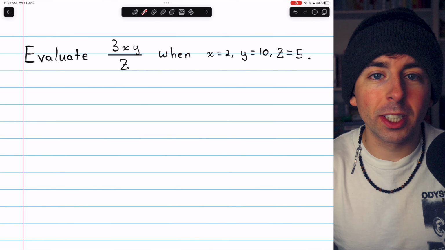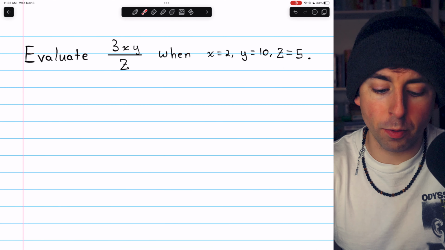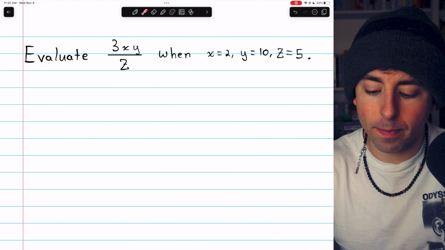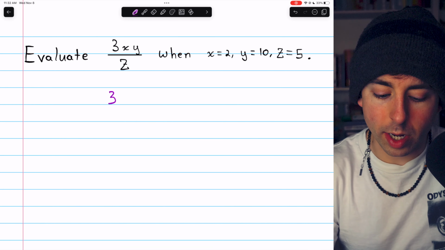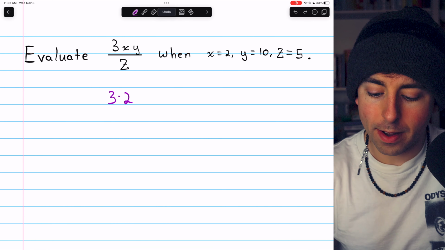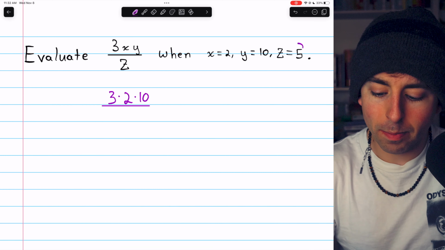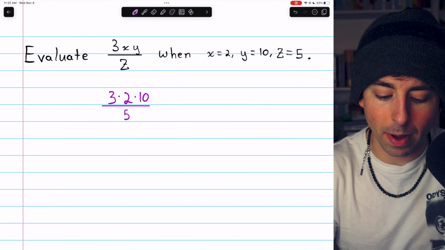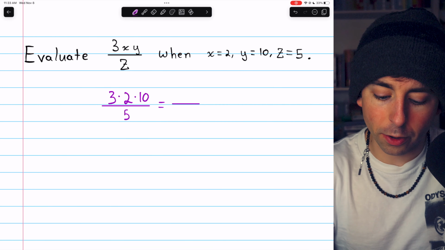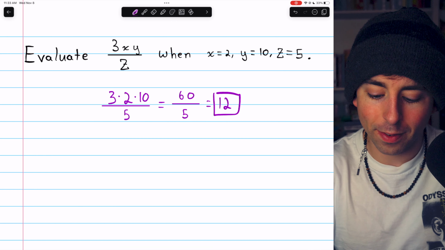To evaluate a variable expression, we just plug in the values of the variables and then do the math. Here's one more example for the road. Evaluate 3xy over z when x is 2, y is 10, and z is 5. So this is 3 times x, but x is 2, so times 2, times y, but y is 10, so times 10, and then all of this is getting divided by z, but z is 5, so this is divided by 5. 3 times 2 is 6, times 10 is 60, so in the numerator we have 60, the denominator is still 5, and 60 divided by 5 is 12, and that's the answer.